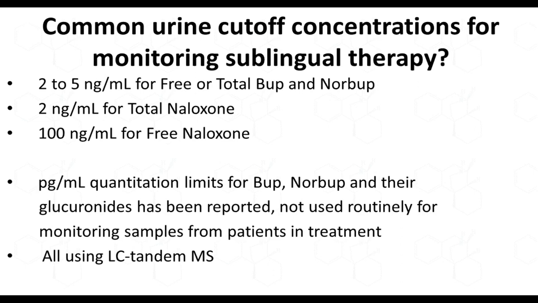and norbuprenorphine, or for the glucuronide. There was one lab that used a cutoff of 2 nanograms per mil for total naloxone, and one that uses a cutoff of 100 nanograms per mil for free naloxone. Now, there are methods in the literature that have validated quantitation limits that are much lower in the picogram per mil range for buprenorphine, norbuprenorphine, and the glucuronides. But to my knowledge, those are not used routinely for monitoring samples from patients in treatment. Most of the research that's been reported for patient cohorts is using those higher cutoffs that I described.